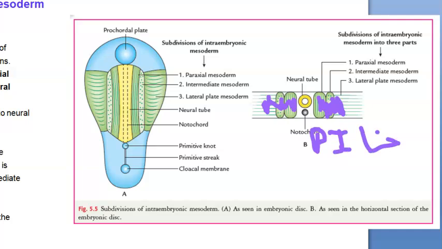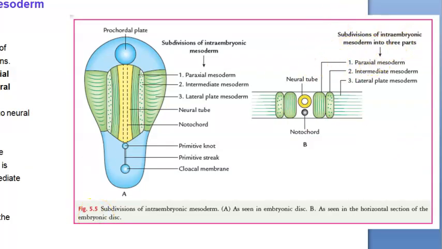So easy to understand, right? Lateral means outside, paraxial means around this axis, that is around this neural tube, and then intermediate lies between this lateral and paraxial, correct? In between, this intermediate. So these are the 3 subdivisions of this intraembryonic mesoderm.